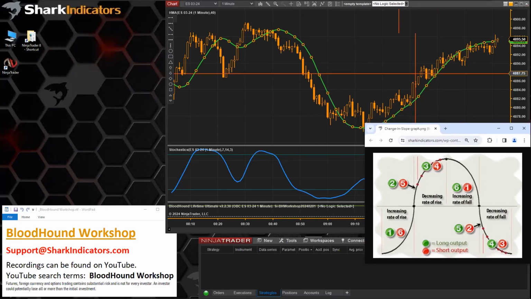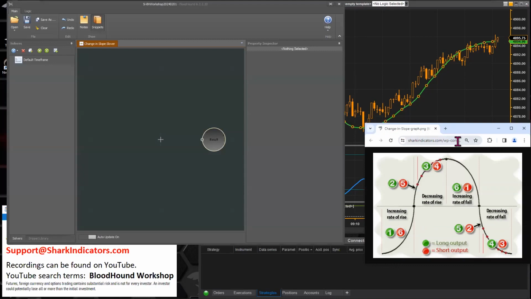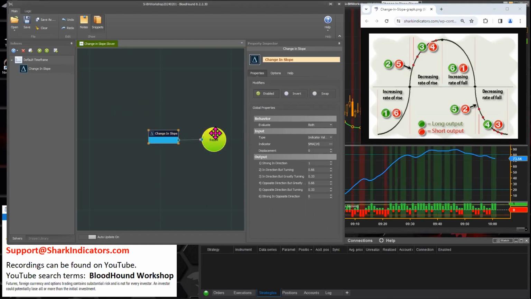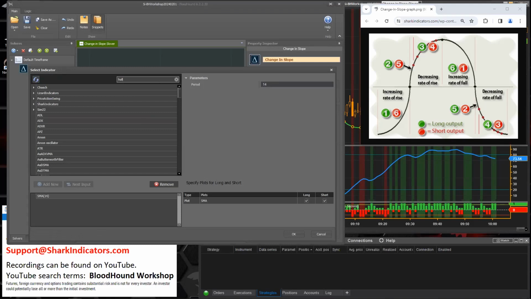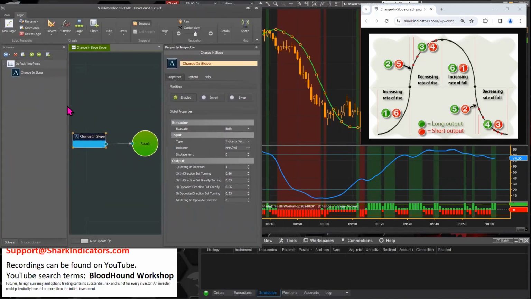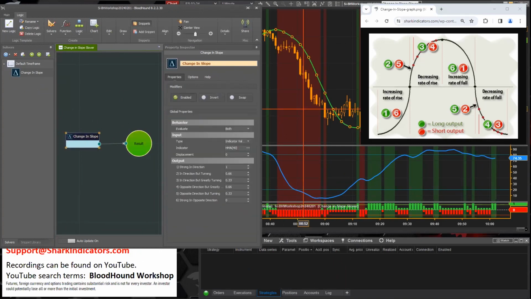To do that, let's also get the solver on here. Let's put the change in slope solver on the board. There we go. Let's connect that up. Let me also put the Hull moving average on here. Let's type in "Hull" in the search box. It's not finding it. Oh, that's because it's HMA, not Hull. There we go, the H stands for Hull. I have a 40 period on the chart, I believe. Let me double check. 40 period.